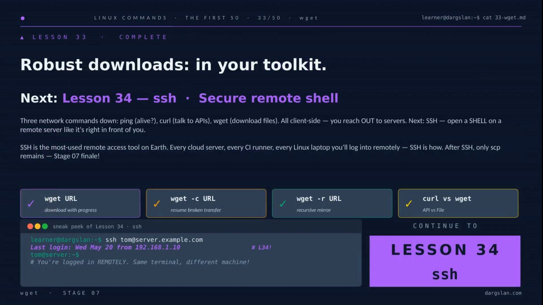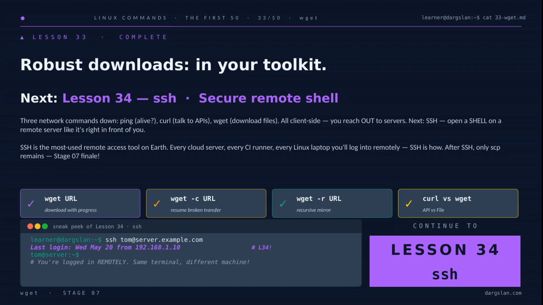And that's wget. Robust downloads now in your toolkit. You've got the basics for grabbing files, -C for resuming when Tom's 4 GB ISO drops at 73%, -R for mirroring whole sites, and the mental model for when to pick curl instead.